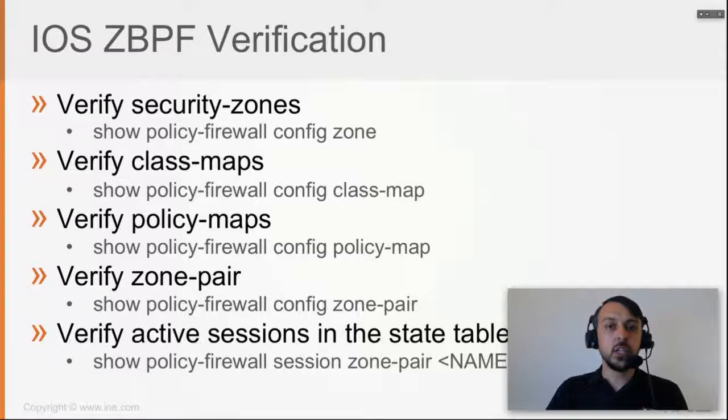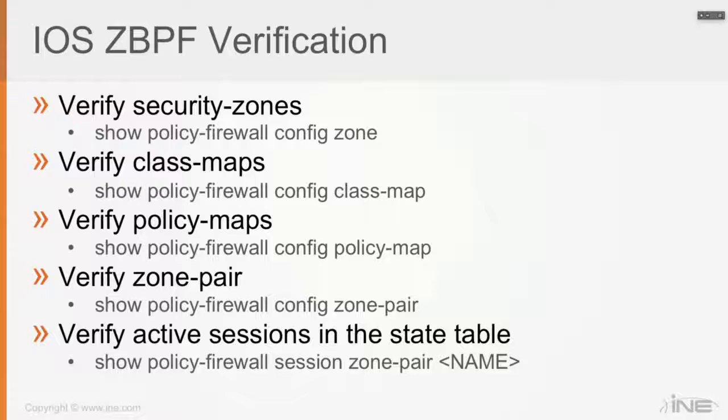You may not want to see all of the sessions from all of the directions. You may want to see only sessions from the state table for a specific zone pair. So you're going to say, show policy-firewall sessions, but only from the zone pair and the name of the pair, which is going to be, I don't know, traffic from inside zone to outside zone.